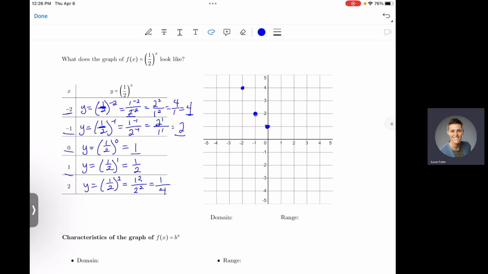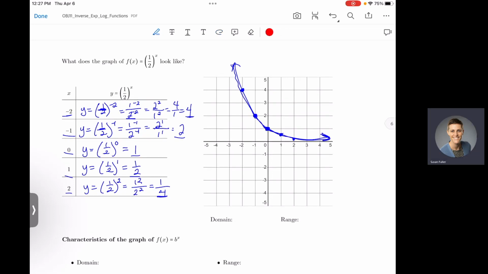When x is 1, y is 1/2. So I'm just going to eyeball that. And when x is 2, y is 1/4. Again, just eyeballing that. So now you can see this has a similar shape, but it's just backwards. Let's try to connect my dots here and make those nice smooth lines. And so we have that same curved shape, and it goes down this time from left to right.